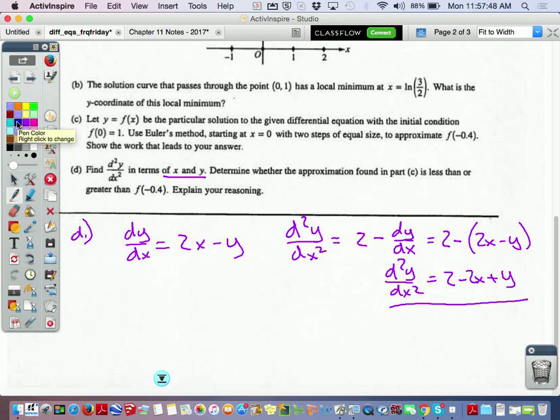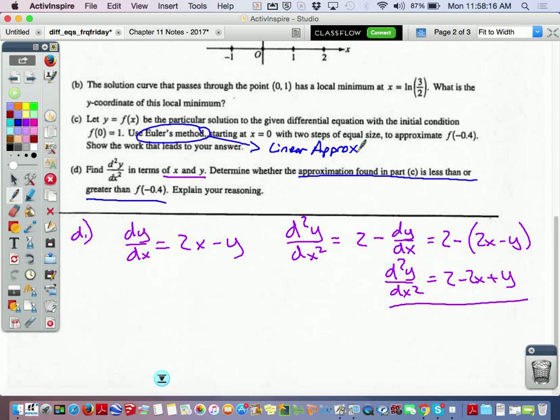Now, what does the second derivative tell us? So we can get some information from the second derivative that will help us answer this next part. Determine whether the approximation found in part C is less than or greater than f of negative 0.4. Explain your reasoning. Euler's method is really a linear approximation. It's a numeric method for testing a linear approximation.